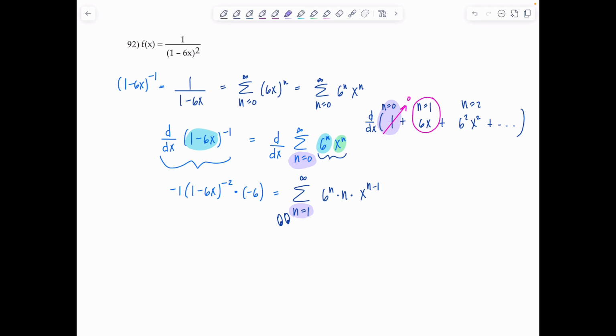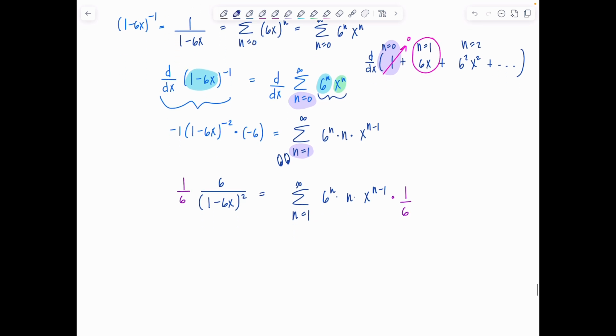Okay, we're almost done. Now we just clean up this guy. So on the left-hand side, we have negative 1 times negative 6, so it's positive 6 over (1 minus 6x) squared. And then this is the sum n equals 1 to infinity, 6 to the n times x to the n minus 1. And then you just check, is this on the left-hand side my f of x? Almost. I have a 6, but I want a 1. So let me multiply by 1/6, and then I'm there, right?